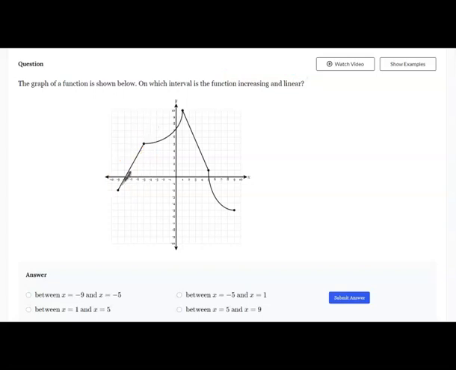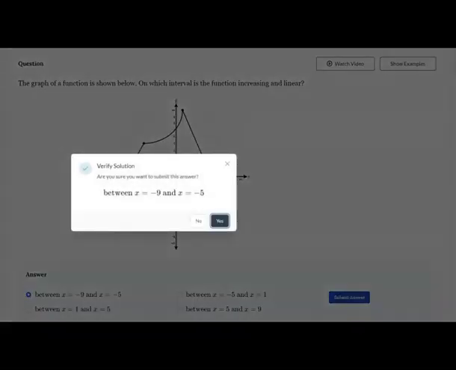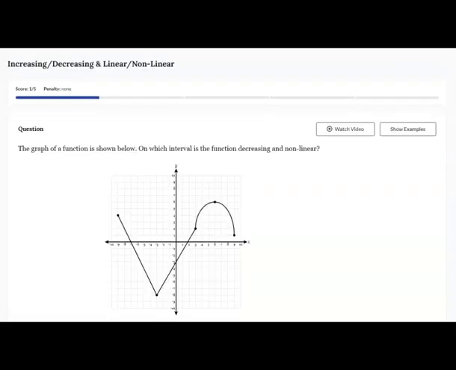So when does that section start, and when does it end? These are the numbers that you'll need to use for your answer. So it looks like it starts at -9 and it ends at -5. So between -9 and -5 is when the graph is both increasing and linear. Let's take a look at another problem.